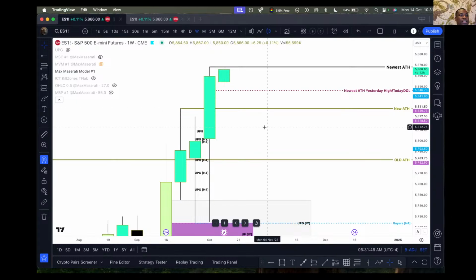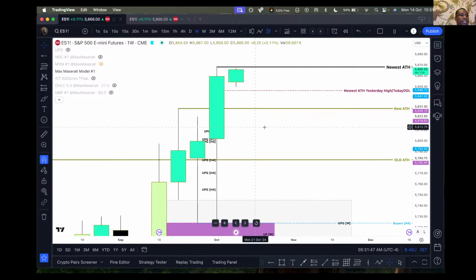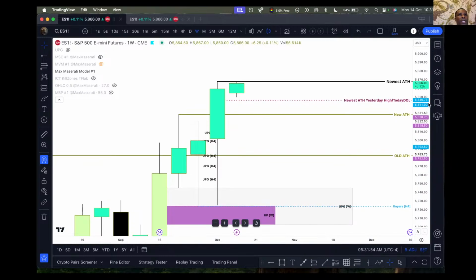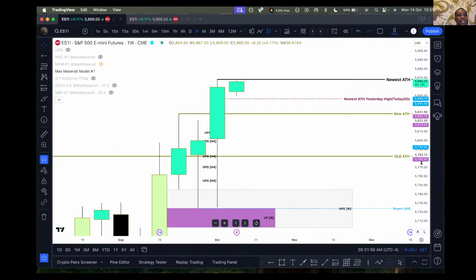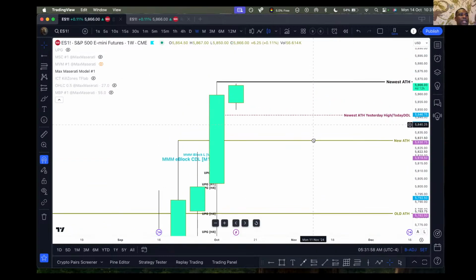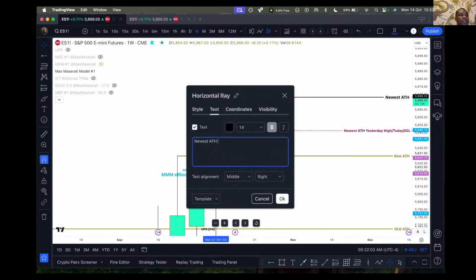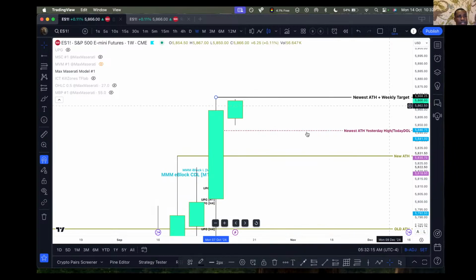As we can see, this candle here went all the way down and closed with a bullish body close for the week. So what we're expecting for this week is that the newest all-time high is our target for the week. We'll call it our weekly target, or our drawn liquidity for the week.